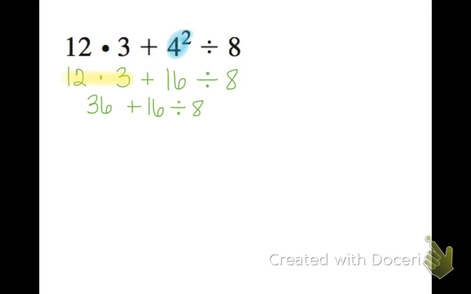Still looking left to right. Now I see division. So 36 plus 16 divided by 8 is 2. And now all I have left is addition. So we get 38.